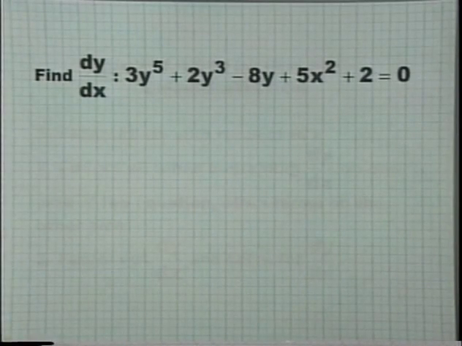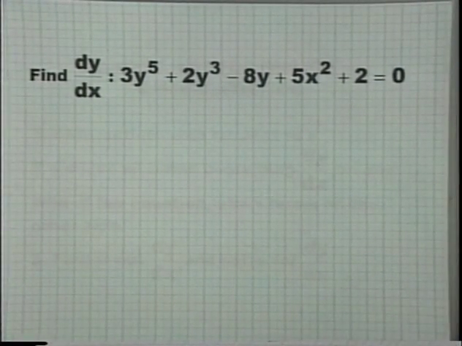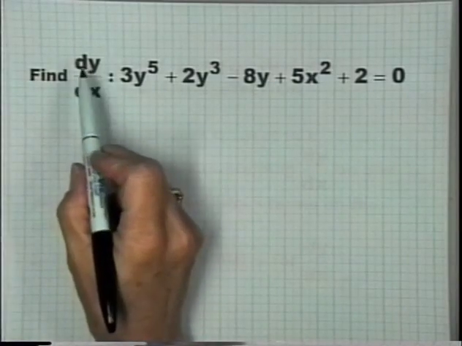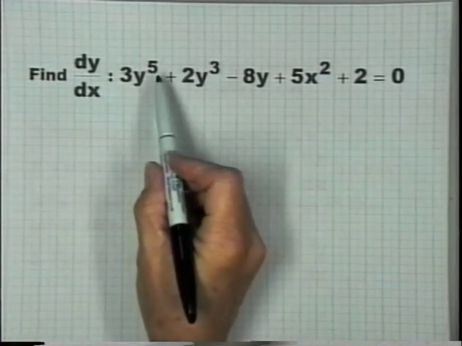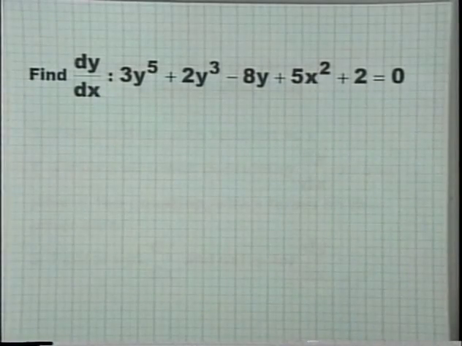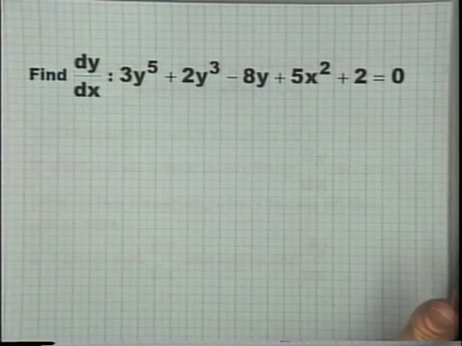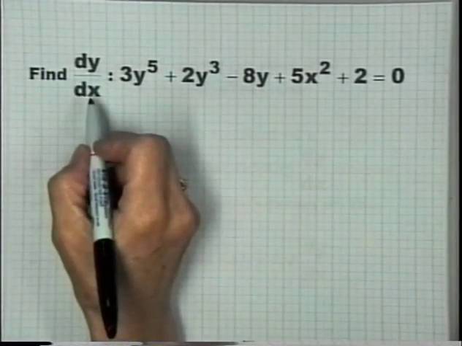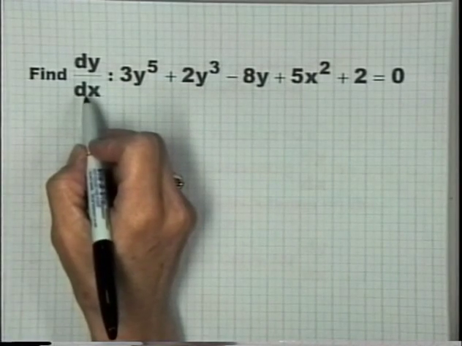Now that we've looked at sort of the basics, let's look at an equation. Notice I want to find dy dx of 3y to the 5th plus 2y cubed minus 8y plus 5x squared plus 2 equals 0. Now, we're just going to move through this term by term using the addition rule for taking derivatives and keeping in mind chain rule and what I'm taking the derivative with respect to.